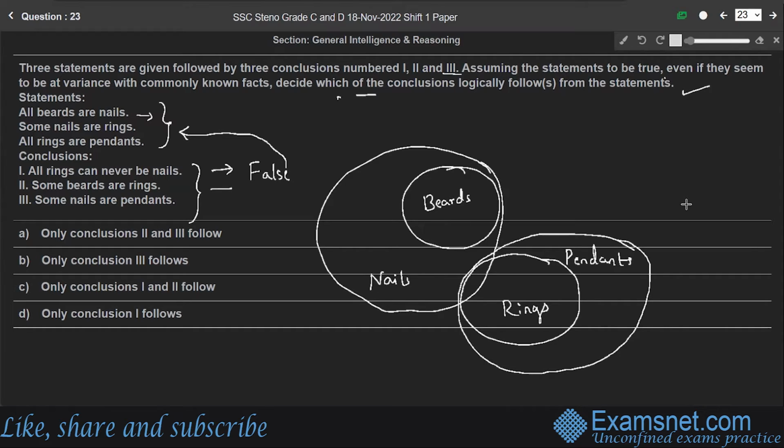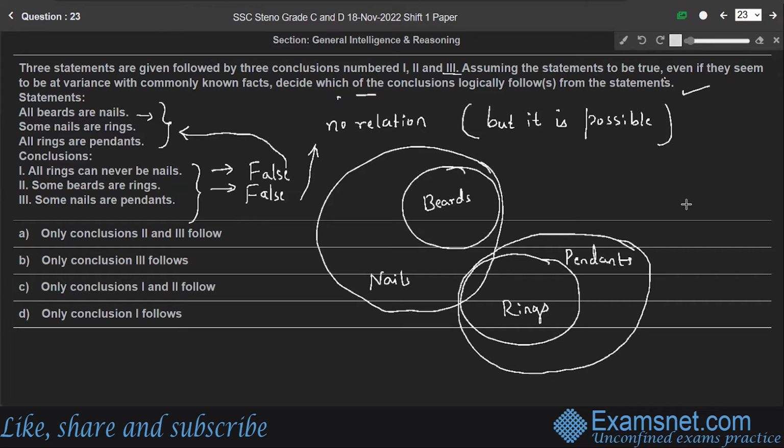Second one, some beards are rings. So definitely we cannot say some beards are rings, right? It can be possible, but there is no relation between beards and rings according to the statement. No relation between beards and rings according to the statement, but it is possible, not definite, right?